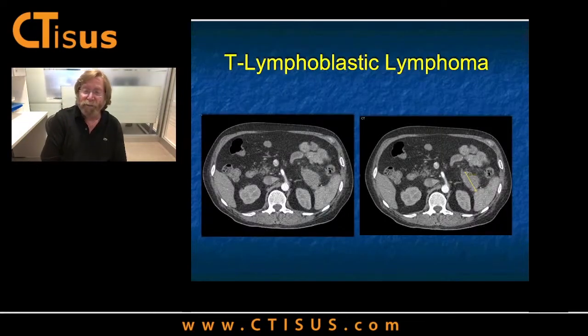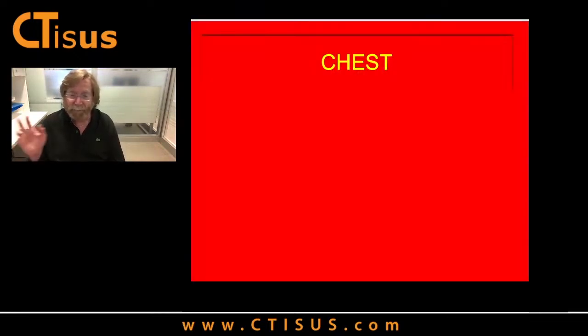We can see lymphoma involving the pancreas, but usually it's multiple organs, liver, spleen, kidneys, parietic regions, not alone in the pancreas. What a great case. Lymphoblastic lymphoma. Wow. What a case. All right, let me get another case.